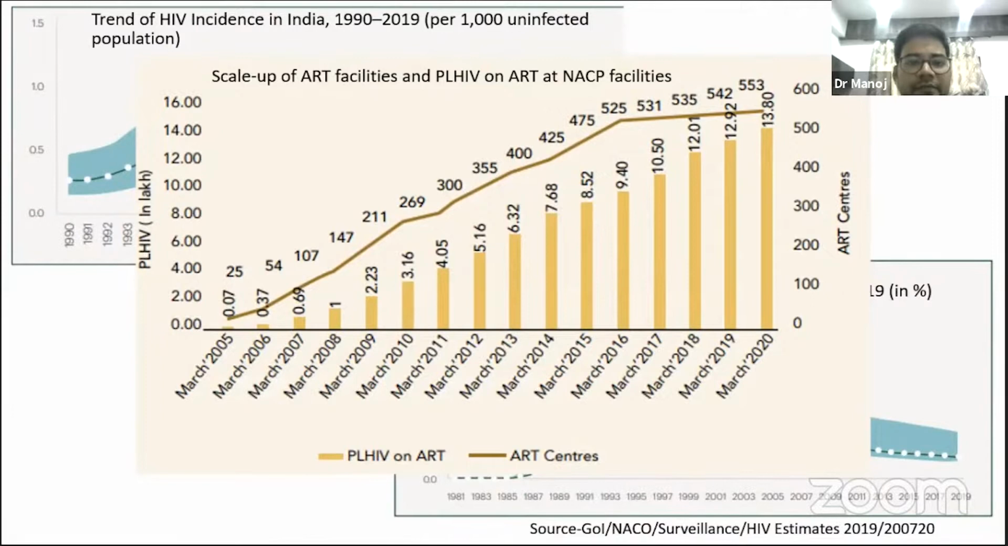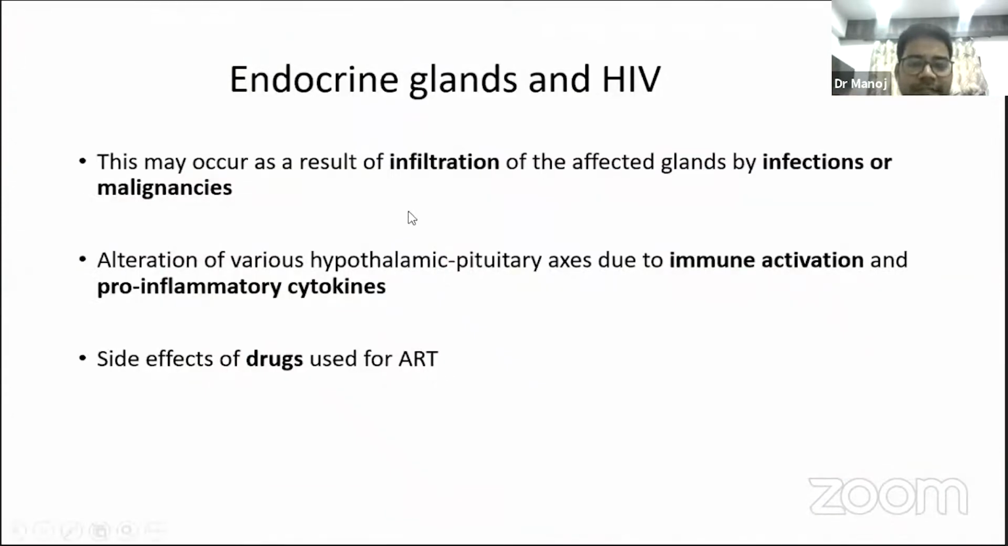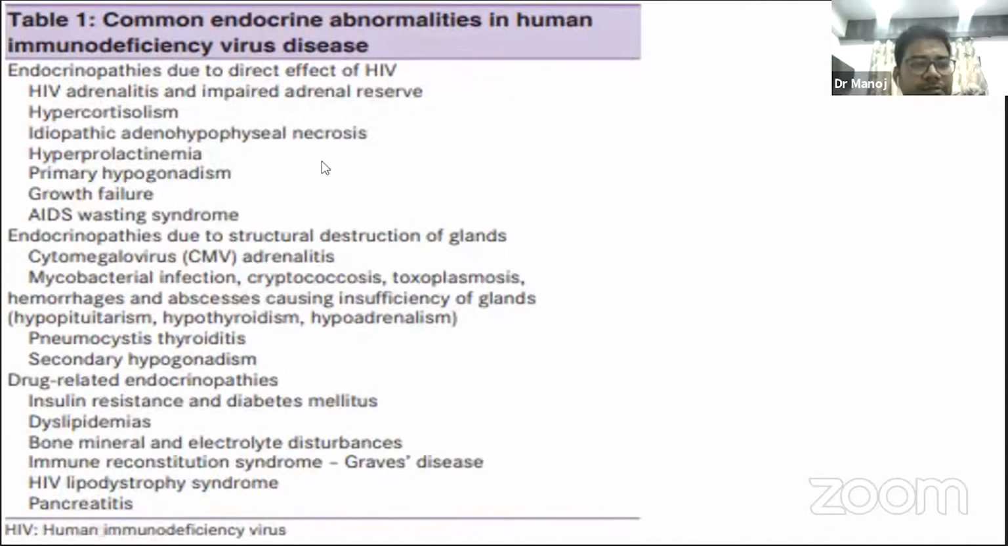But the availability of antiretroviral therapy has caused HIV to change from a disease with acute infection and high mortality to a chronic disease with its metabolic complications. So endocrine gland involvement in HIV could be because of infiltration of the affected gland by infection or malignancy, or it could be due to immune activation with pro-inflammatory cytokines, and it could be because of the drugs. So as you can see, because of the various endocrinopathy, HIV infection can involve the adrenal, the pituitary, the gonadal axis, the growth hormone axis. Also, there could be destruction of the endocrine gland by the HIV infection.